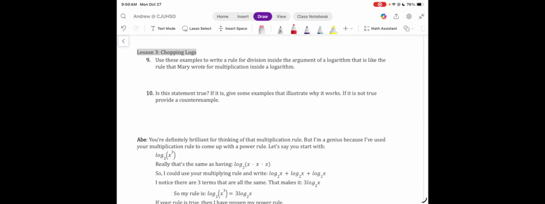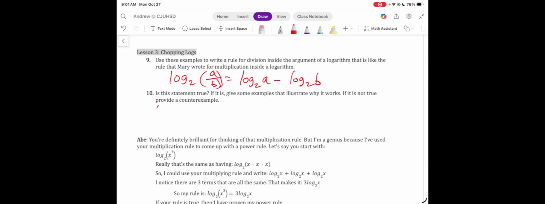Number 9, use these examples to write a rule for division inside the argument of a logarithm that is like the rule that Mary wrote for multiplication inside of a logarithm. Okay, so that would be something like the log base 2 of a division is the log base 2 of the top minus the log base 2 of the bottom. Is the statement true? You betcha.